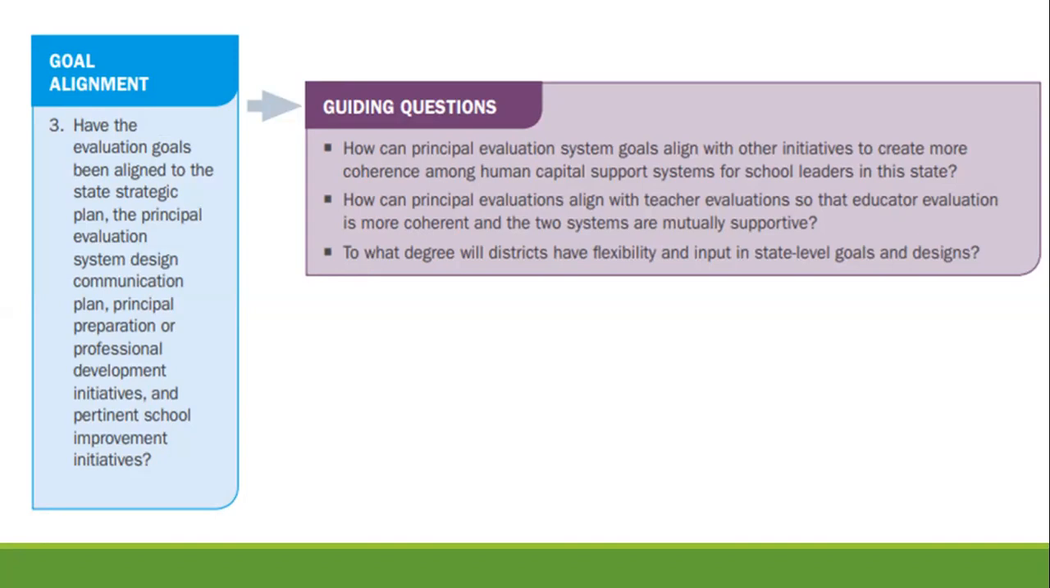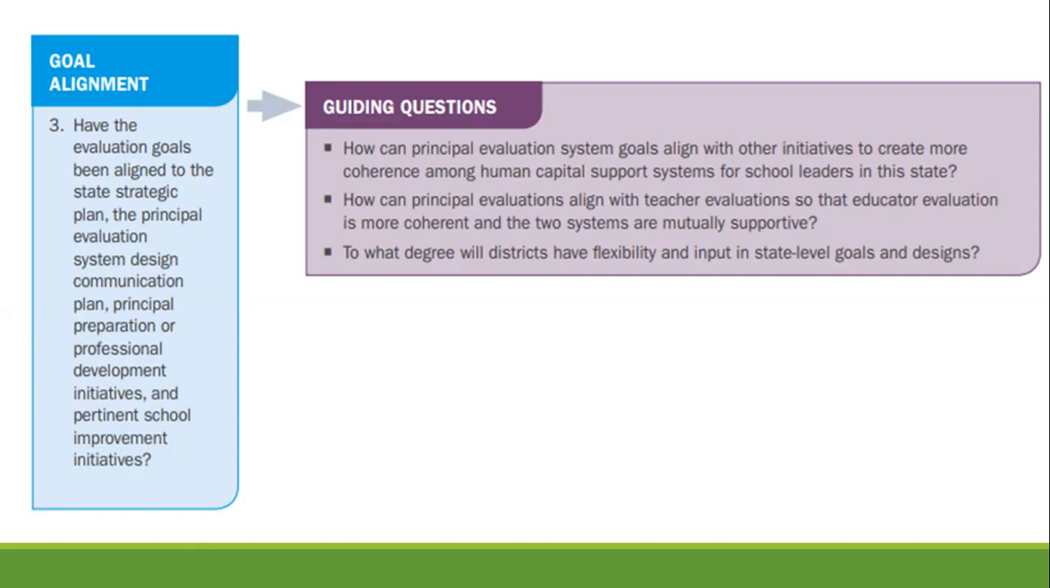This can be sorted out only when the three questions are well addressed. These questions guide toward the how-now of the alignment of the goals. For example, number one, how can principal evaluation system goals align with other initiatives to create more coherence among human capital support systems for school leaders in this state?